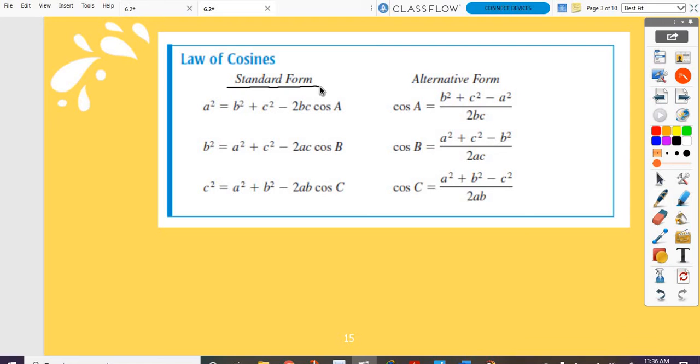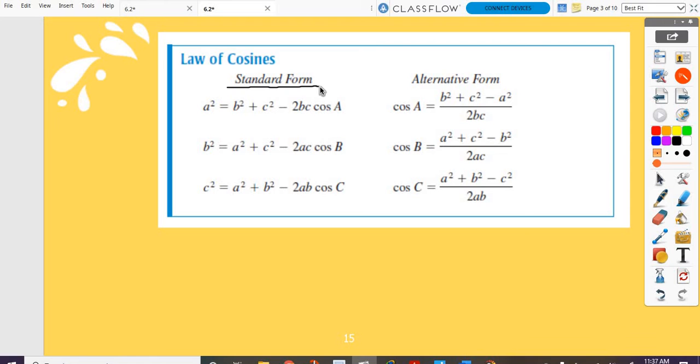Do you need to have all three memorized? Not really, because if I have my first one memorized, it works very similarly for the other ones. One of your sides squared equals the other side squared plus the other side squared, minus 2 times the two sides multiplied together, times the cosine of the angle that's opposite your isolated side.